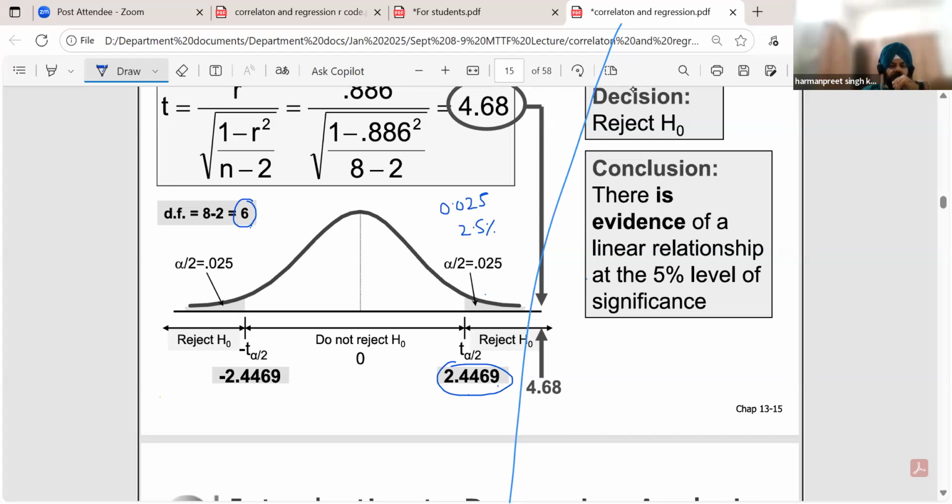And now you can see that 2.4469 is less than 4.68. So it means we are going to reject our null hypothesis. The idea is clear. Should I repeat again?